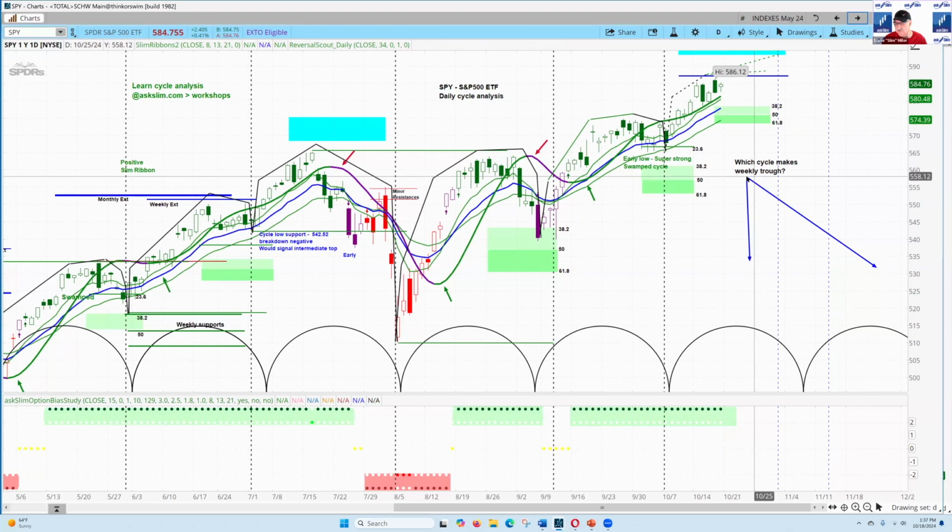Here's the question: which of these cycles will make the weekly trough? This cycle right over here ends about the first or second week of November. So that would make, once this peak is in place, the pull back into first or second week of November. This cycle right over here ends first or second week of December. Now, when we went through all the charts earlier, RV and Katie were showing quite a number of stocks that had important troughs in December.